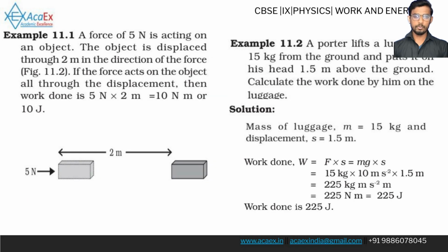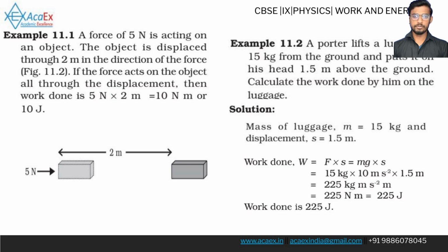Example 11.1. A force of 5 newtons is acting on an object. The object is displaced through 2 meters in the direction of the force. If the force acts on the object all through the displacement, then work done is 5 newtons multiplied by 2 meters, which equals 10 newton meters or 10 joules.